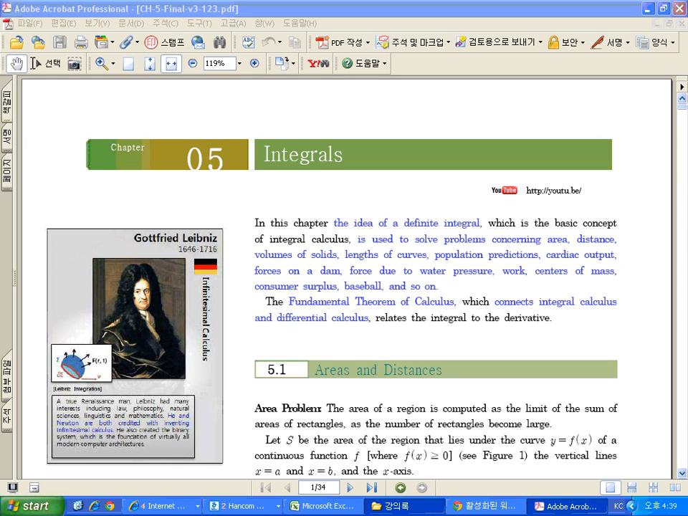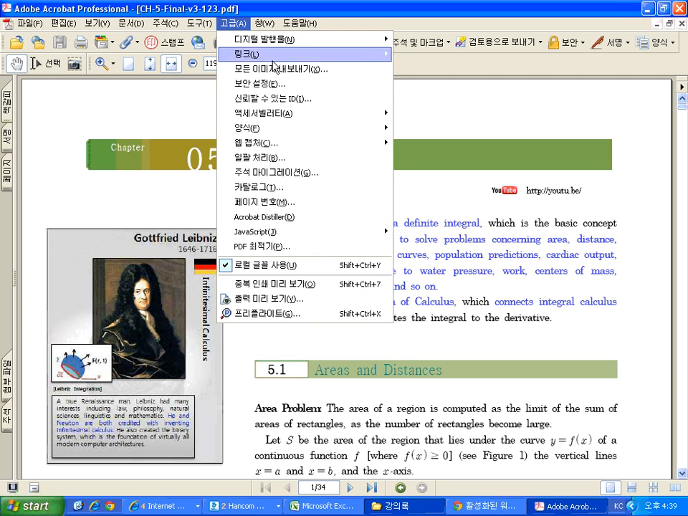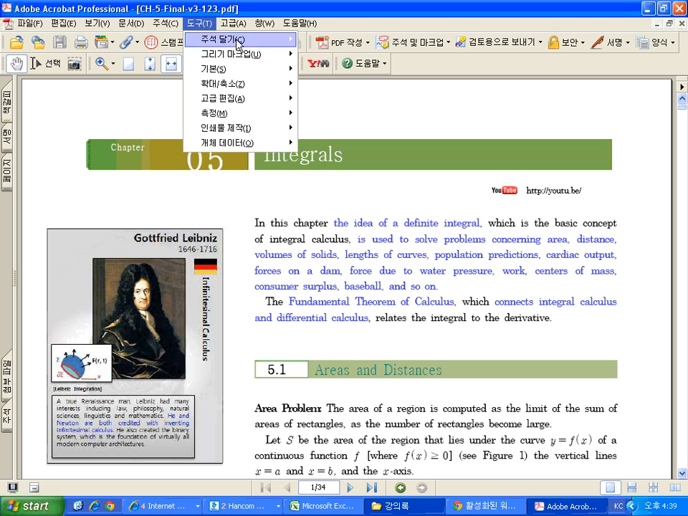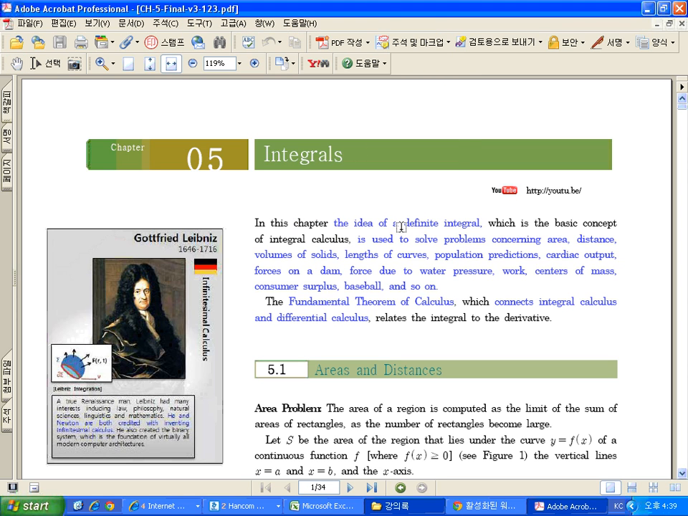Now in chapter 5, integrals. In this chapter, we will deal with the idea of the definite integral, which is the basic concept of integral calculus.